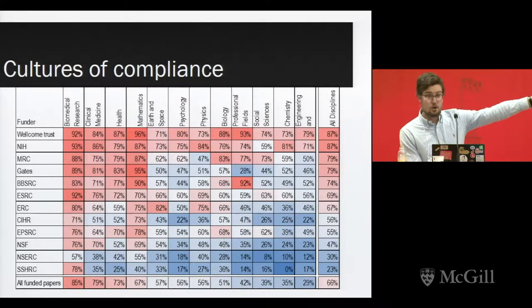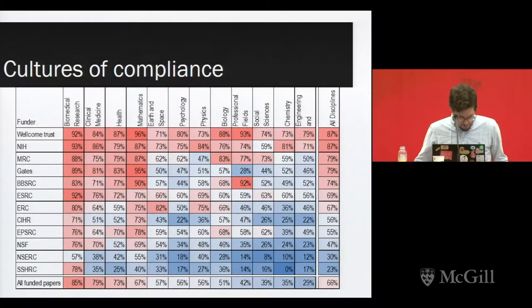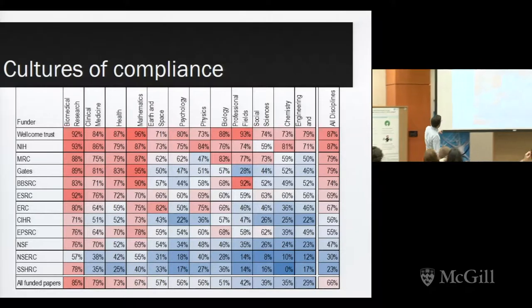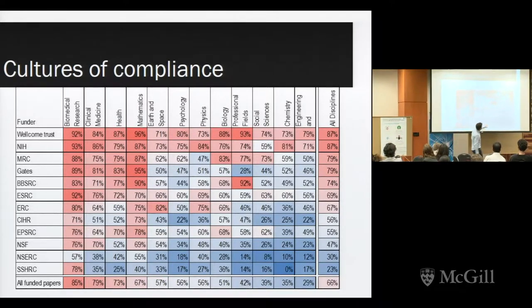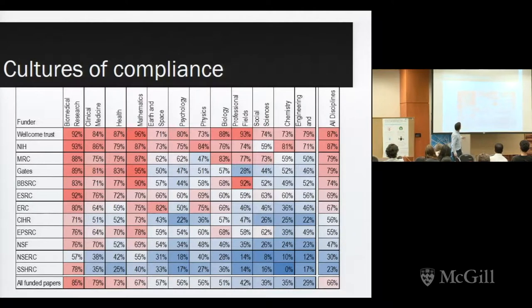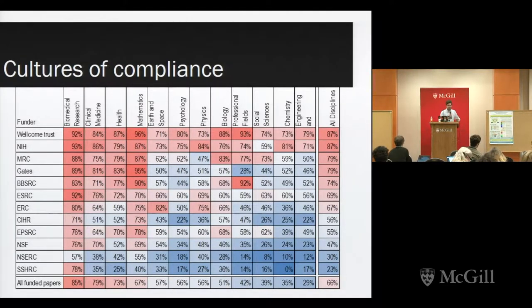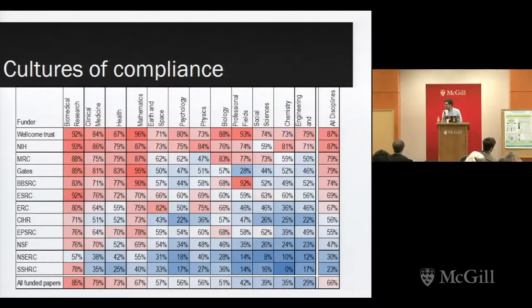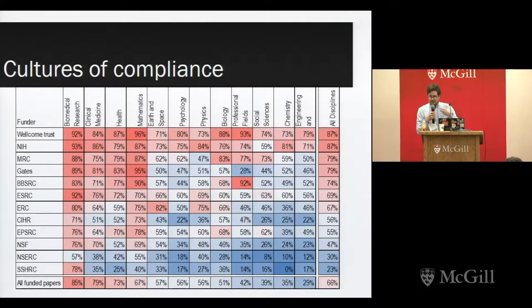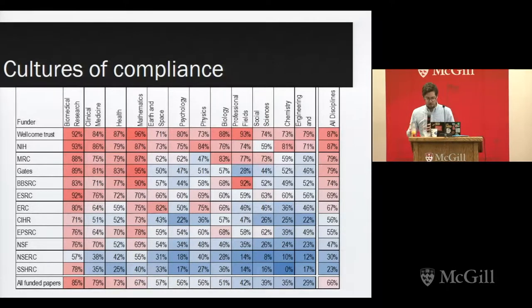And you even see it for SSHRC, in the case of the social sciences. But let's look at chemistry, on your top left. When chemistry is funded by NSF, compliance is at 24%. When chemistry is funded by NIH, it's at 81%. So basically, chemistry funded by NIH, it works. Chemistry funded by NSF, it doesn't work. So really, again, the funders are stronger than the disciplinary culture, and they can actually change the behaviors of scholars.